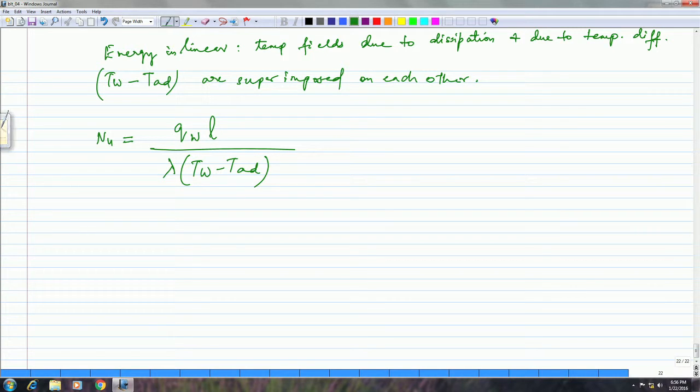Now, if the wall temperature is greater than the free stream temperature and less than the adiabatic wall temperature, heat is transferred to the body, although its temperature is higher than that of the surroundings. Well, this is an interesting thing here.